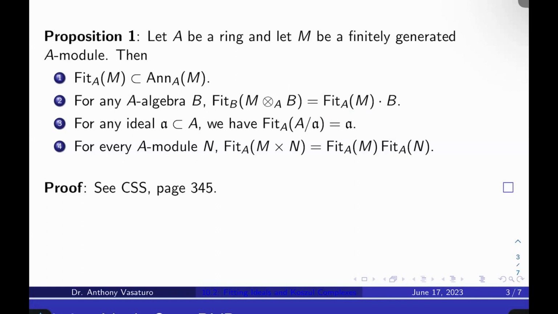3. For any ideal 𝔞 in A, we have the A fitting ideal of A mod 𝔞 is just 𝔞. Okay, and then 4. For every A module N, the A fitting ideal of M cross N is just the A fitting ideal of M times the A fitting ideal of N, and this is a product of ideals here. Okay, so for a proof of these things, you can again see CSS, page 345.